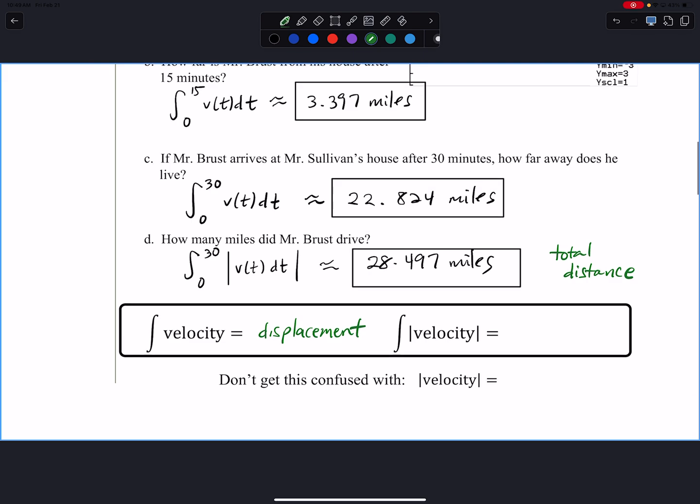This means total distance. This is a really important idea that I need you guys to understand. Now, do you guys remember what this is? Without the integral, what does this mean? Speed. Good.